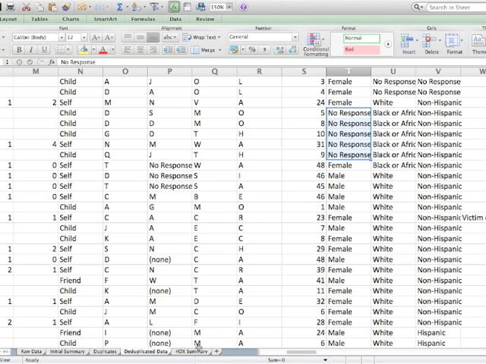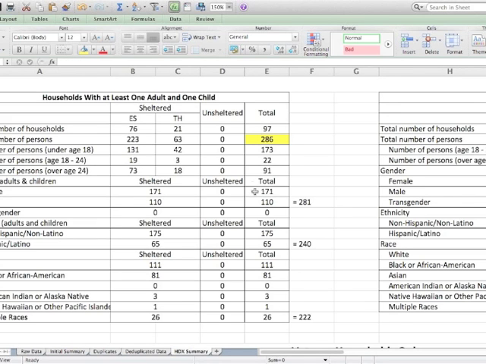As a result of this, on the HDX Summary tab, we have a total of 281 individuals who have identified a gender, and we're missing gender for 5 individuals. So those correspond to the no response pieces that you just saw in the De-Duplicated Data tab. The same is true for ethnicity as well as for race. These numbers don't all add up to 286 because there were no responses in some of the surveys that were submitted.